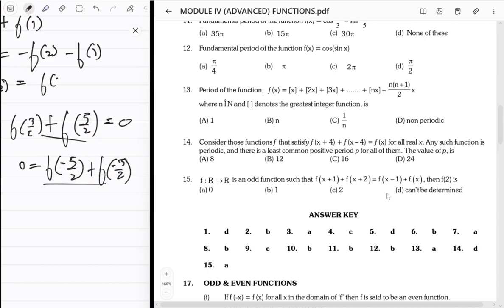So how did this even help? It didn't. Yeah, that didn't help actually. It's progress, I guess, because, okay, 5 upon 2 and 3 upon 2.